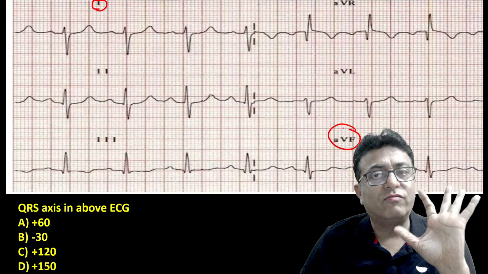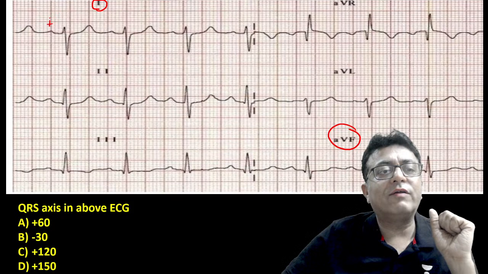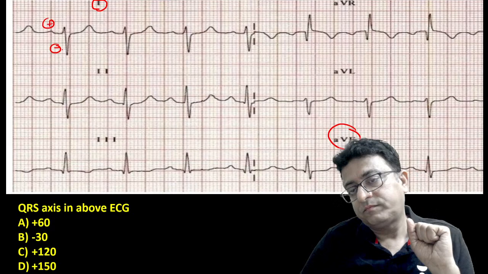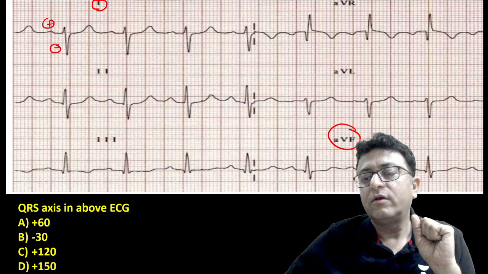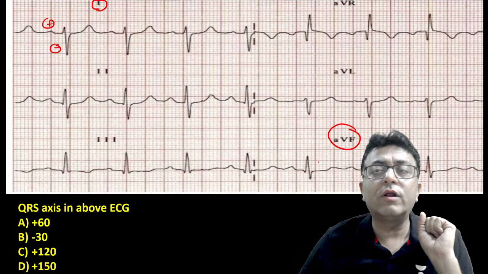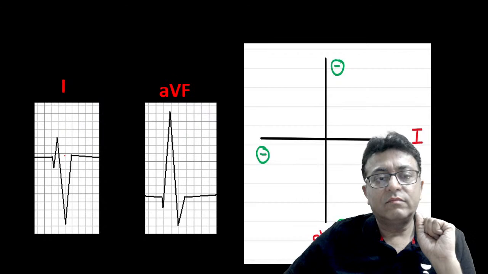Now, see, this is positive deflection. This is negative deflection. Is the first lead more positive or negative? Yes, the first lead is more negative. In AVF, this is positive, this is negative. So is AVF positive or negative? AVF is more positive. Am I clear? Lead I is more negative. AVF is more positive. Now come here. You can see lead I is more negative.